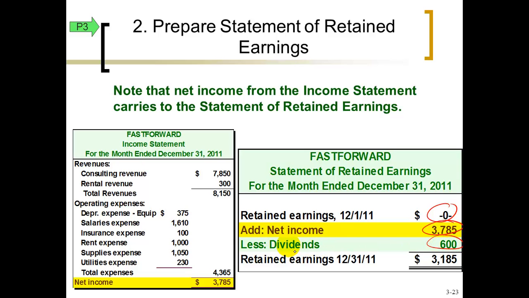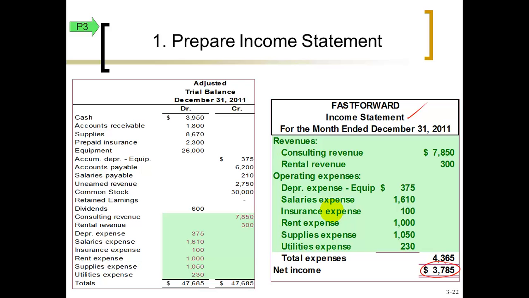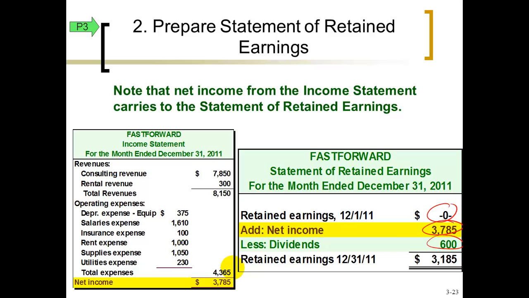This is not an expense now. Let me go back to the trial balance. Here's expenses and here's that dividend. Notice how it's subtracted from the other amounts here, which are credits. This is a net credit for net income, leaving you a balance in the retained earnings account.